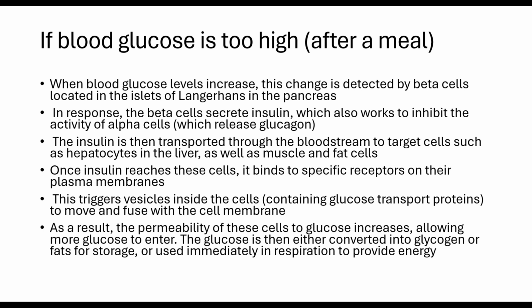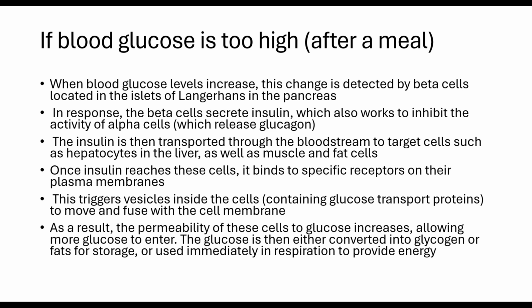So let's say that you had a nice meal, you know what I'm saying? Half pound of 4.99. When blood glucose levels increase, this change is detected by beta cells located in the islets of Langerhans inside the pancreas. These basically detect the increase, not the decrease. In response, the beta cells secrete insulin, which also works to inhibit the activity of alpha cells. Alpha cells are going to work when there's too little glucose. You'll see in a minute.